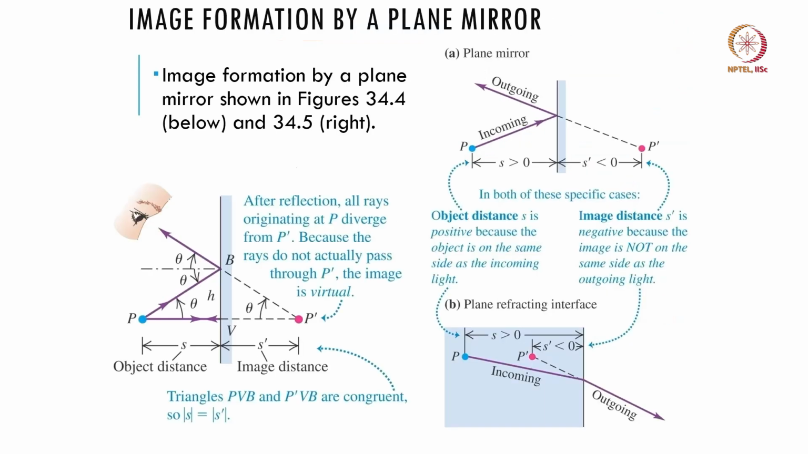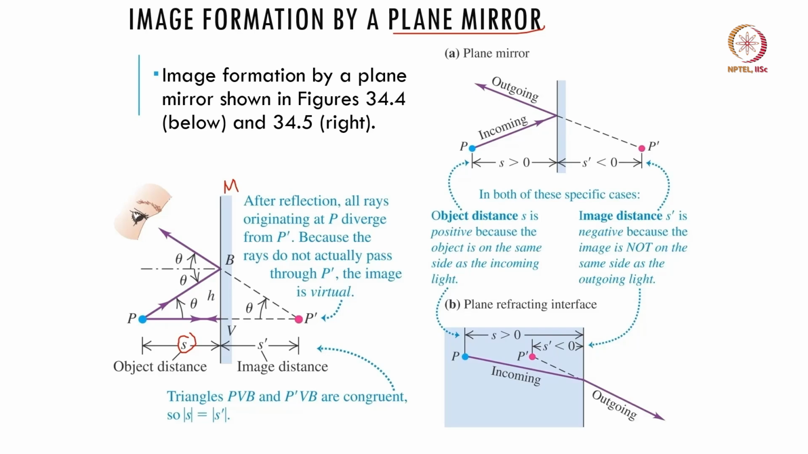Now let's see how an image is formed using a plane mirror. If we see in this illustration on the left side, we can see that the object is present at a distance of s from the mirror, and the person is standing on the same side of the mirror as the object. Now, if the person wants to see the reflection of the object in the mirror, then if we construct a line diagram, the light ray from the point source travels towards the mirror and gets reflected and enters the person's eye.